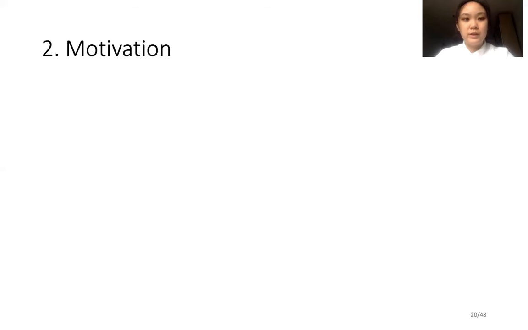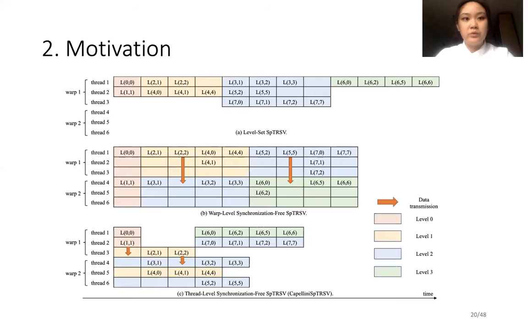We use this slide for further explanation. In this figure, we use rectangles of different colors to represent different layers. Pink rectangles represent level 0, yellows represent level 1, blues represent level 2, green rectangles represent level 3, and orange arrows represent the data dependency.